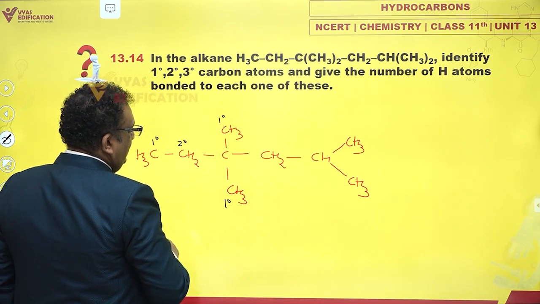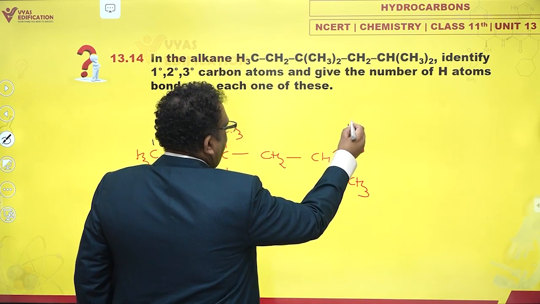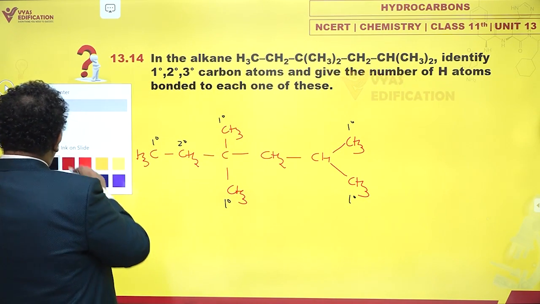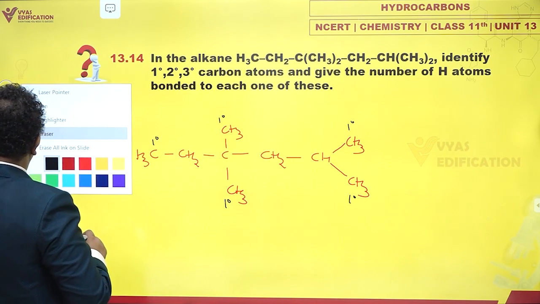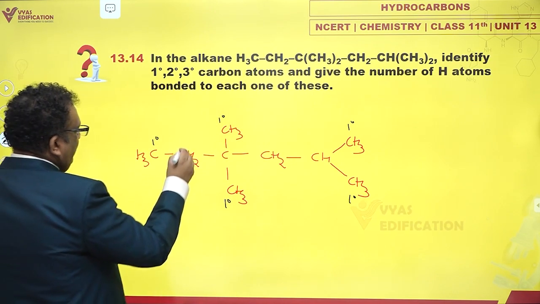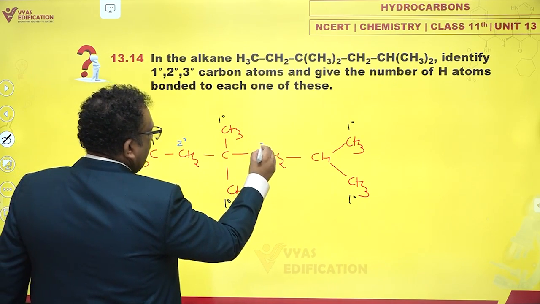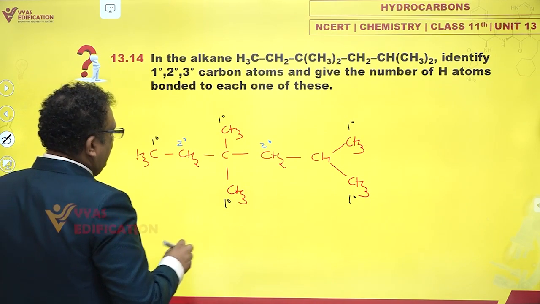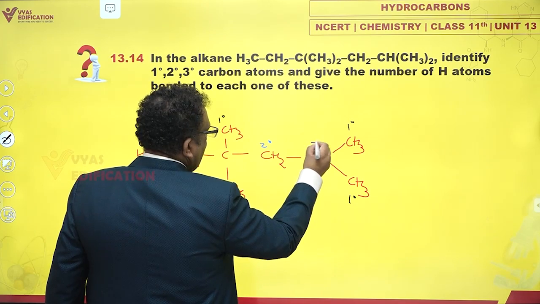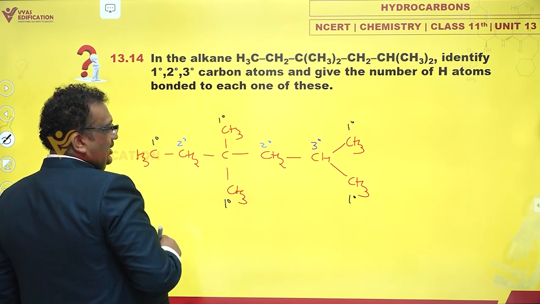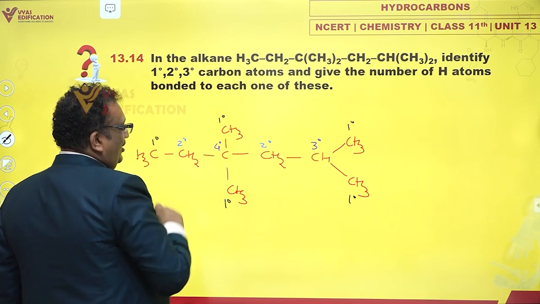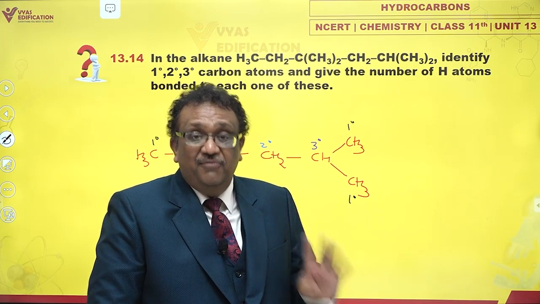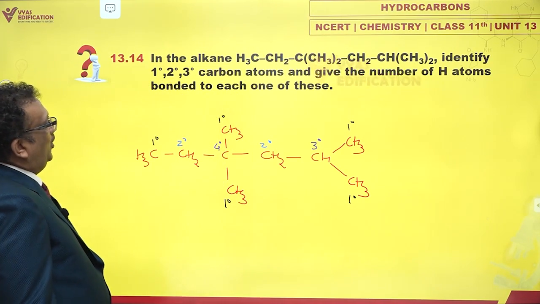Primary, primary. Let me color code it, it would look more beautiful. Primary it is. And then let me use blue for secondary. Secondary, secondary. I just have two secondaries. And then I also have tertiaries. Purple for tertiary, tertiary. And there is one more remaining. This is actually quaternary. Quaternary means a carbon atom attached to four different carbon atoms.